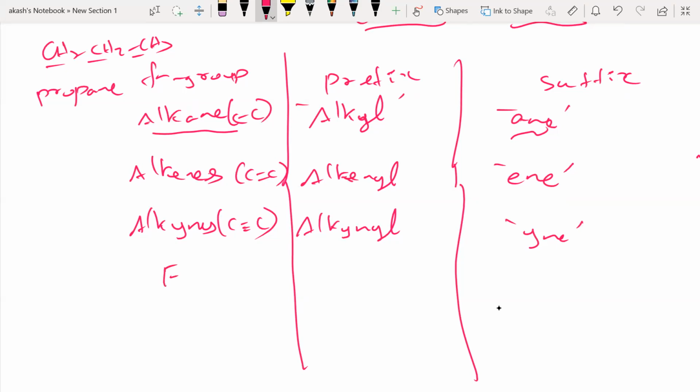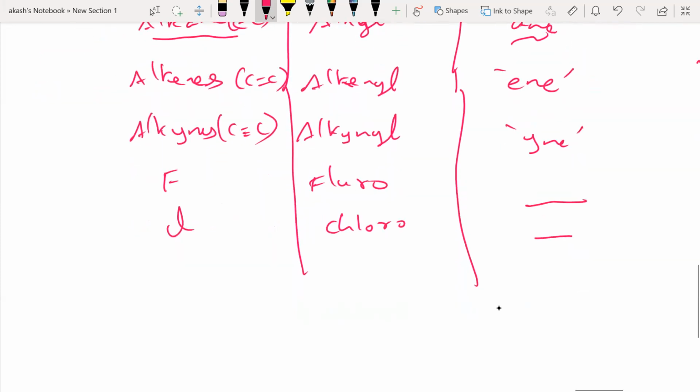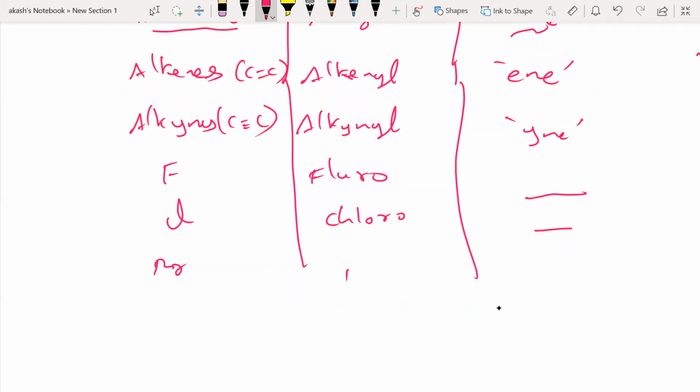Next, if you have halogens, first let's start with fluorine. For fluorine there is no suffix. You have to have only the prefix part, so you write it as fluoro. For chlorine, it is chloro, prefix only, no suffix. Then bromine, bromo, no suffix. And for iodine, iodo, no suffix.